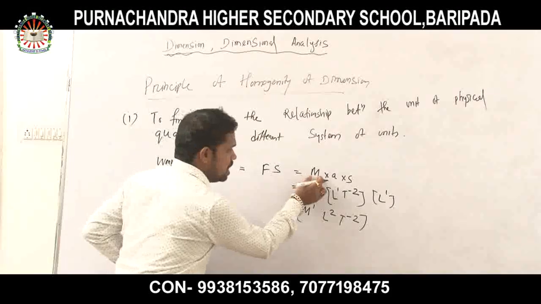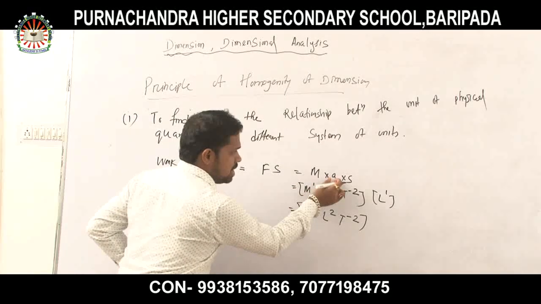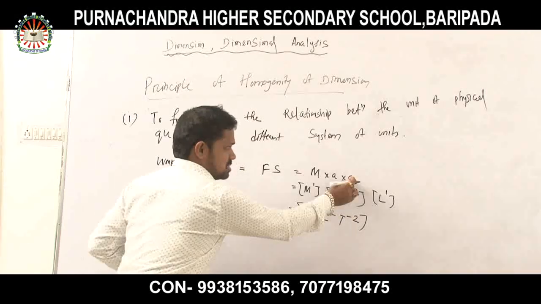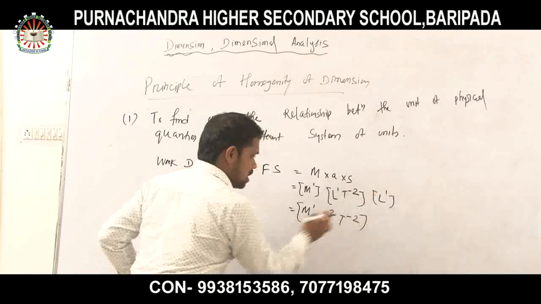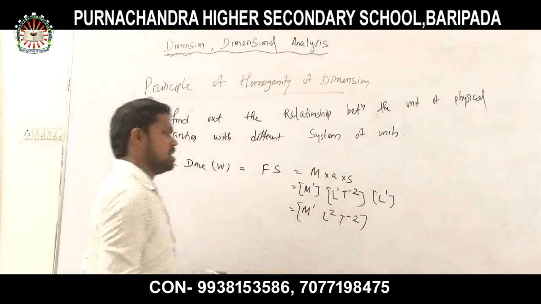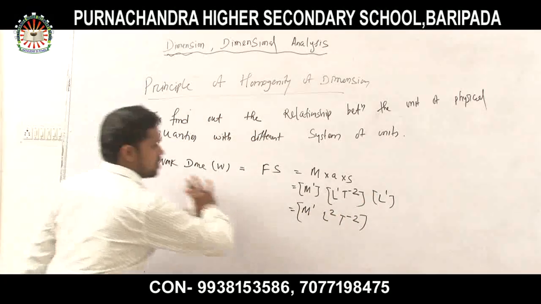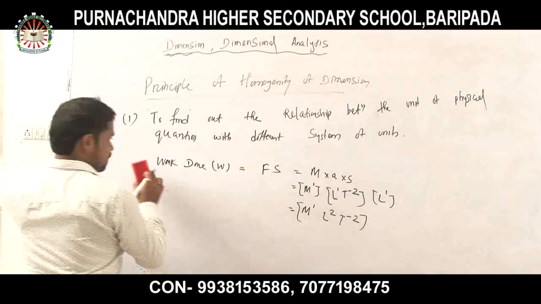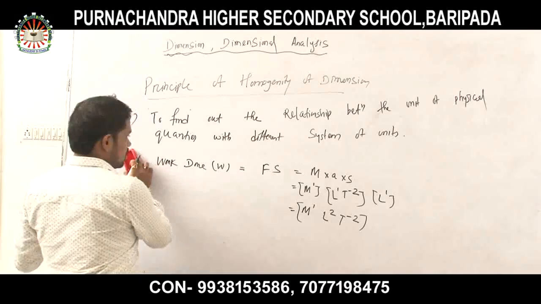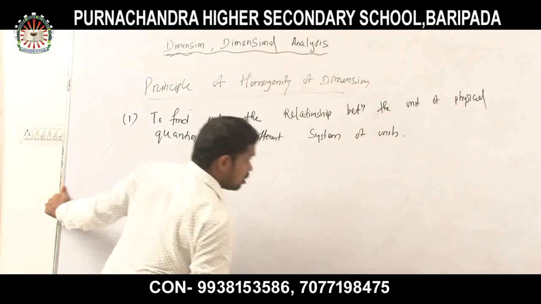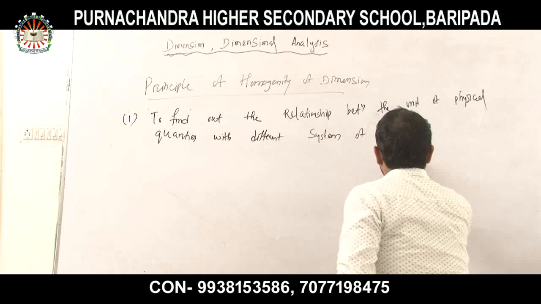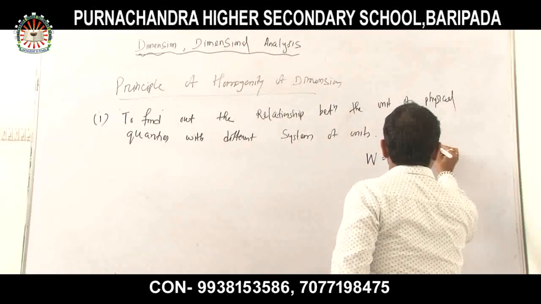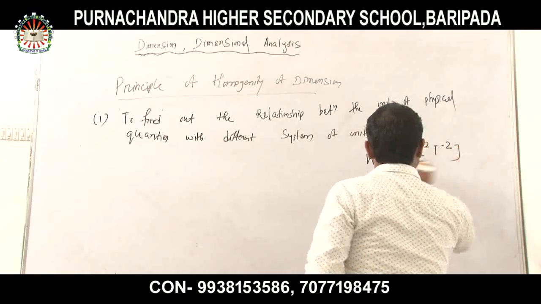Clear? So again I will repeat. The mass dimension is M1, acceleration is L1 T to the power minus 2, and s is nothing but displacement, so this is L1. So M1 L2 T to the power minus 2. Now I have found the dimensional formula, so let us apply this to convert. The dimensional formula of work done is equal to M1 L2 T to the power minus 2.